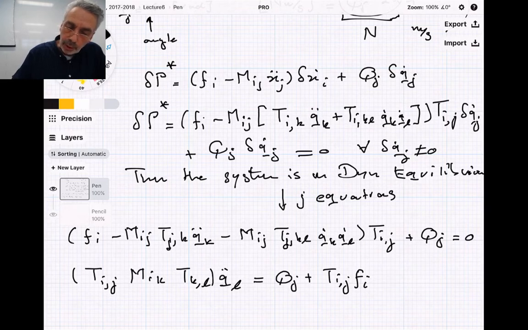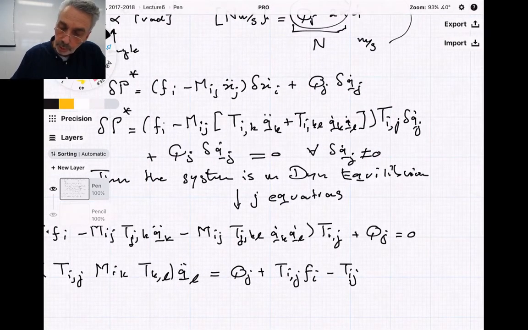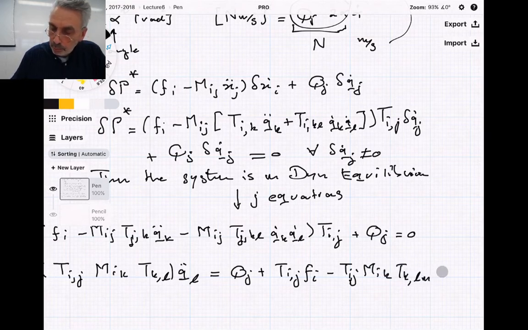And then again we have this remaining term, which is a minus. Tij, I need a little bit more space. Comma j, m, i, k, T, k, l, m, q dot l, q dot m.